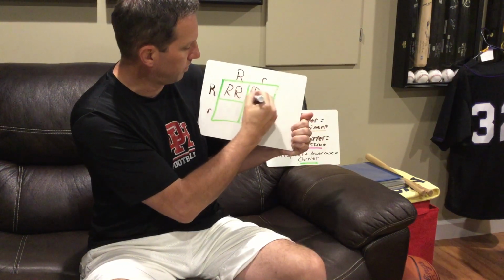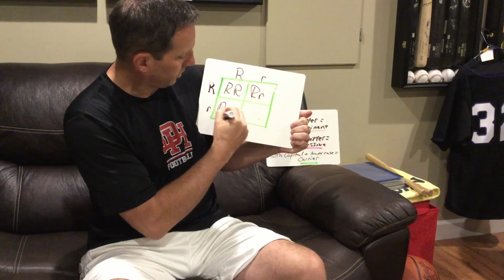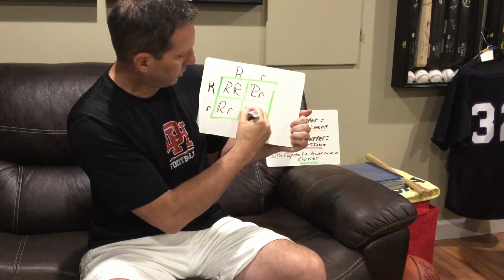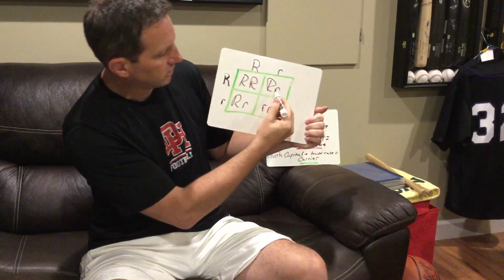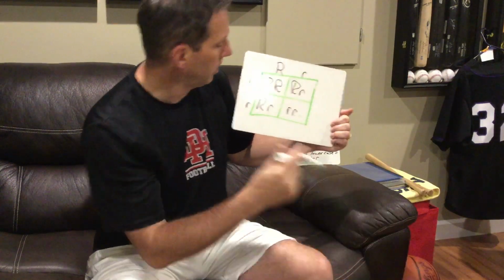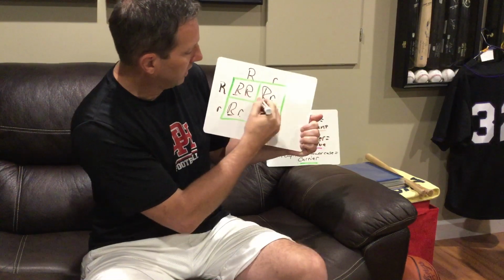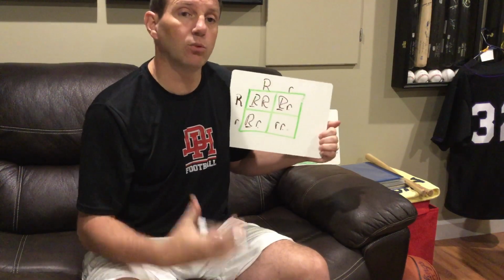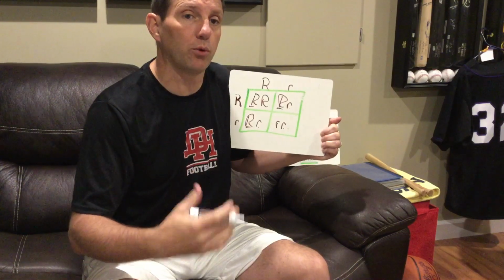Big R, little r, big R, little r, and little r, little r. All right. So 75% says that they will be able to pass it down. But you see the capital R. 75% says their kid will be able to roll their tongue.